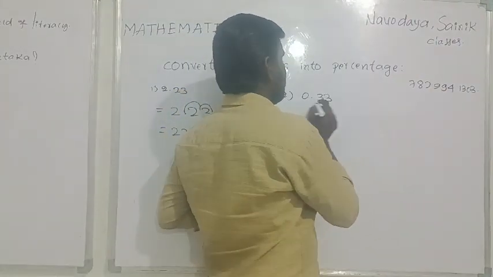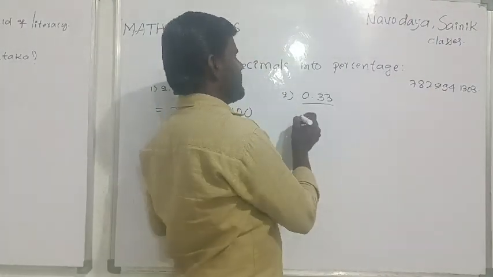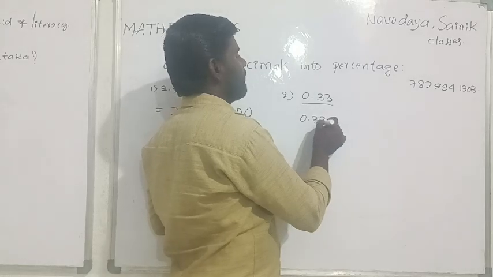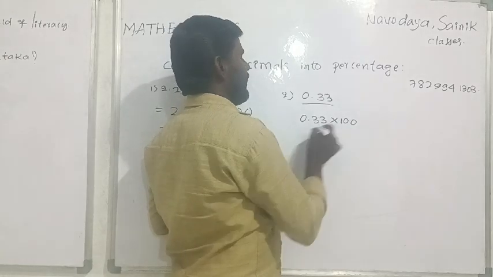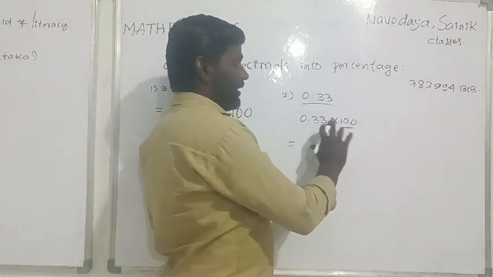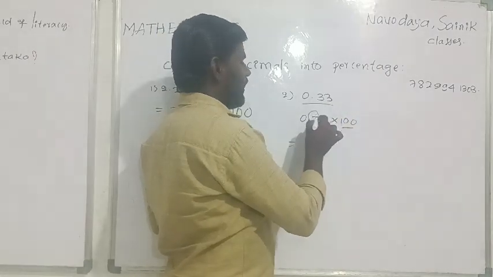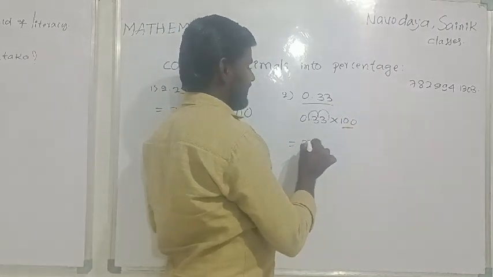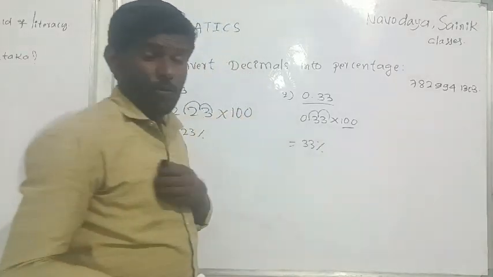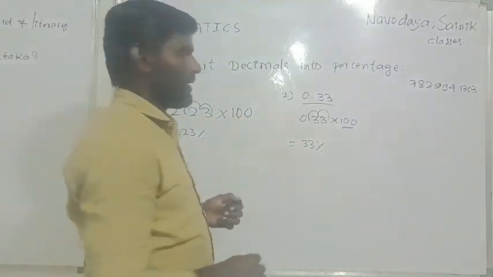Example 2: 0.33. This is the decimal, convert it into percentage. 0.33 into 100. Here 100 is there now. Just move the decimal point two steps to the right side, 1, 2. Here it is 33%. How much percentage? 33%.